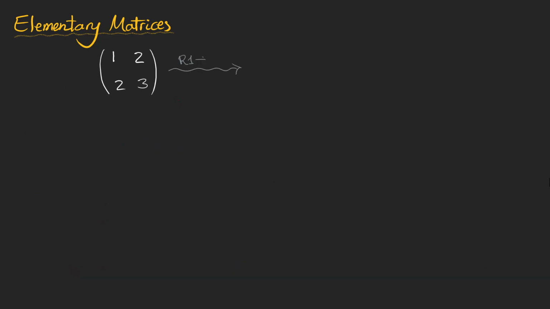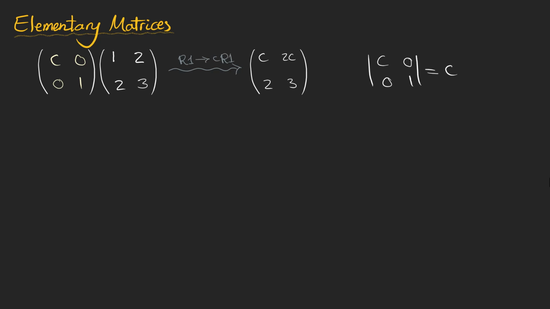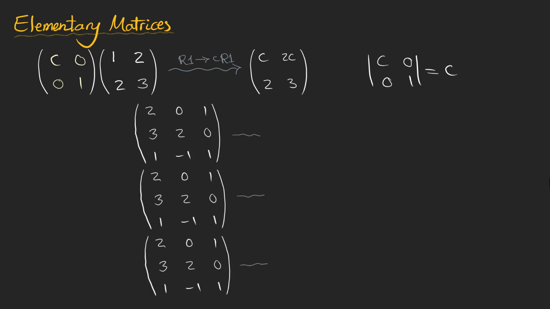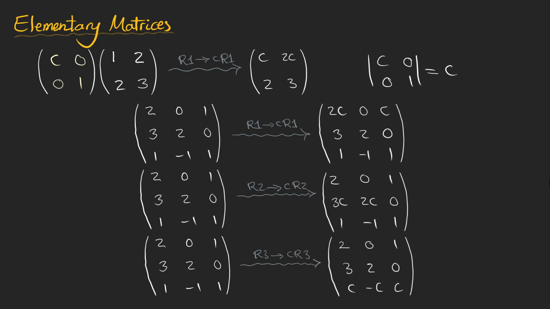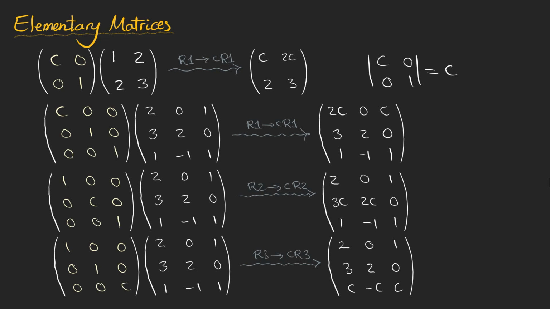Now, how can we write the elementary matrix so that the first row of the original matrix is multiplied by a constant c? All we need to do is multiply the first row of the identity matrix by the desired constant. It's clear that the determinant of this elementary matrix is the constant c. What about these row multiplications for this 3 by 3 square matrix? Again, we just need to multiply the desired row in the identity matrix with the constant, and the determinant is c itself. So this elementary row operation changes the determinant by constant c.